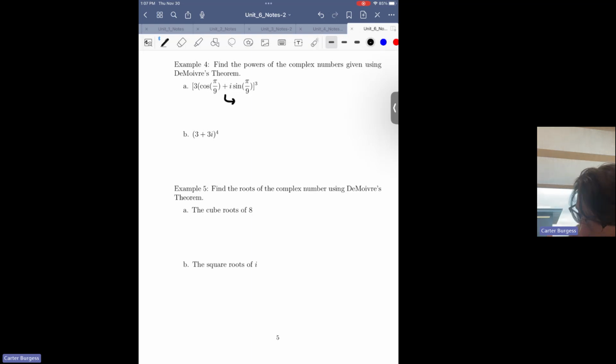Exactly. This is the same as 3 CIS of pi over 9. Cosine plus I sine is what CIS means. And we are taking this value of z, we are raising it to the power of 3. What am I going to do with r? What am I going to do with theta to raise this to the power of 3?